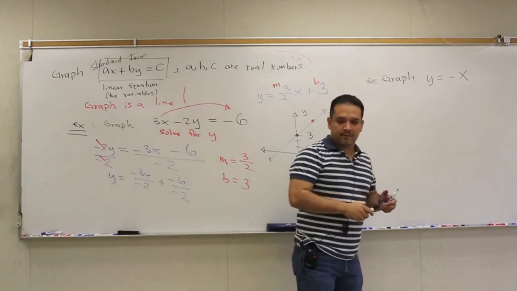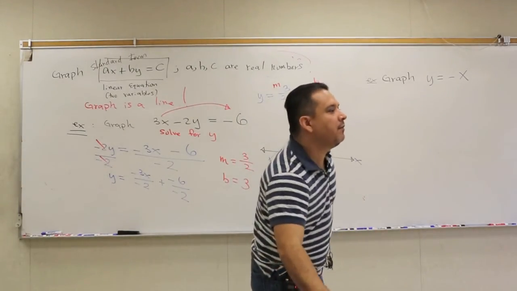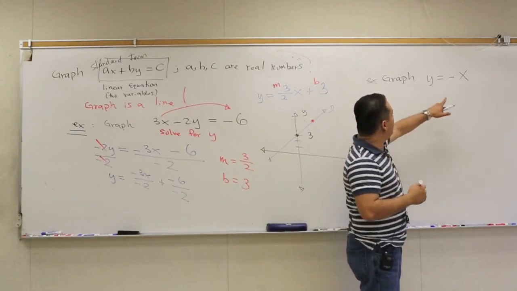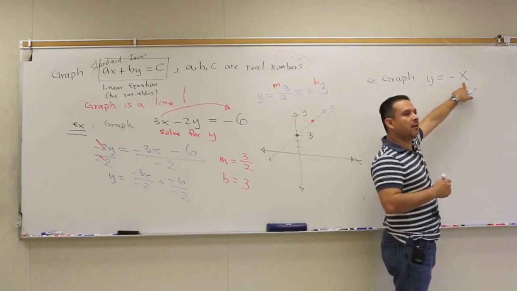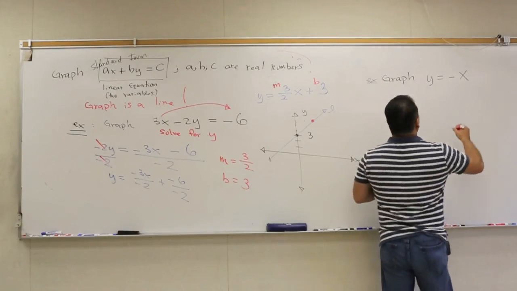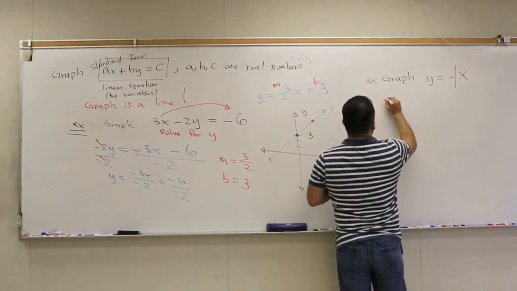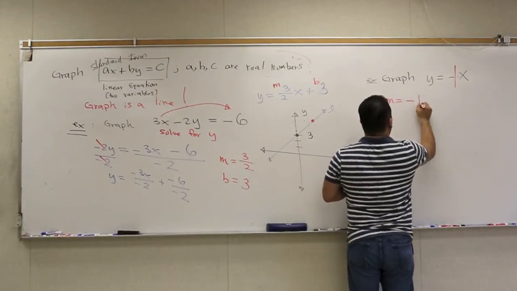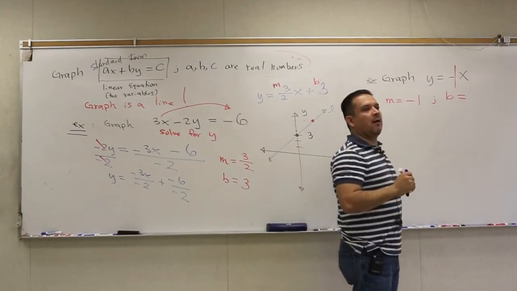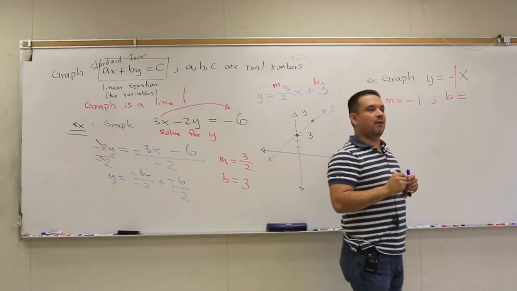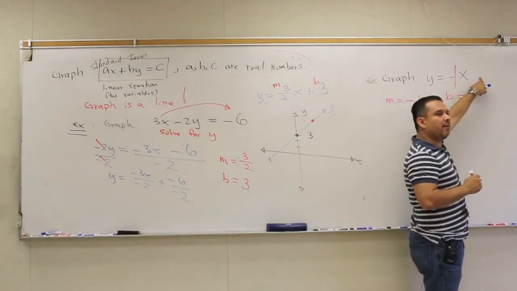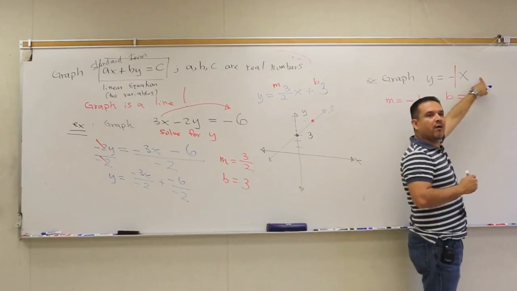What do you guys think of this one? Is that in slope-intercept form? Huh? What do you guys think? Well, what number is multiplied to x? Well, be careful. It's not 1. What is it? Is it negative 1? So I'm going to say that my slope is negative 1. But the question is, what is my y-intercept now? 0. It's 0? How do you know? How do you know it's 0? I don't see a value for b out here. How do you guys know that the y-intercept is 0?